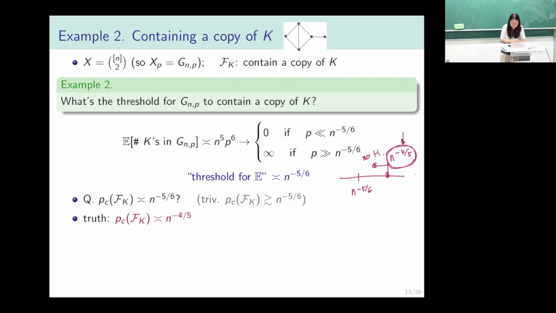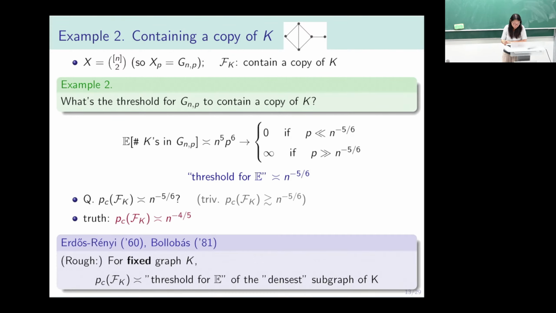And in general, that is true in some case. So this is proved by Erdős-Rényi and Bollobás. And roughly speaking, it says that for fixed graph K, the threshold is equal, up to constant factor, to the threshold for the expectation of the densest subgraph of K. So if K is a fixed graph, then our observation from the second example is true. Okay? But something happens in the next slide. But are there any questions so far?